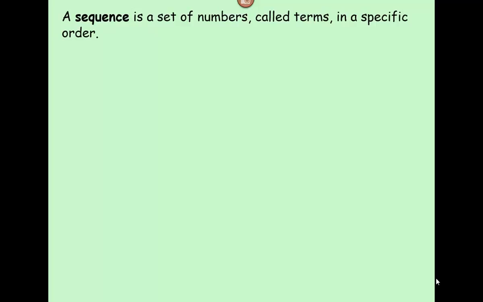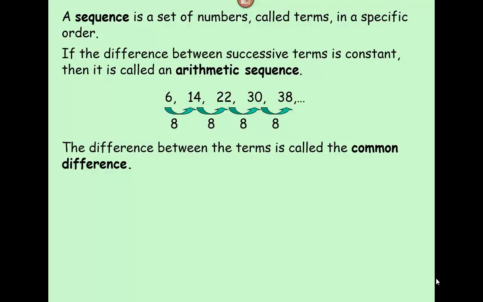A quick review. A sequence is just a set of numbers that we call terms. They're in a specific order, and we say that they are separated by commas. Now, our numbers here, 6, 14, 22, 30, and 38, we can see that these each differ by 8. Because they all differ by the same constant number 8, we call this an arithmetic sequence. We also say that the number 8, the difference between the two numbers, is a common difference.